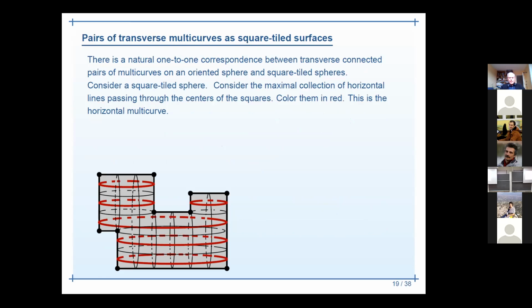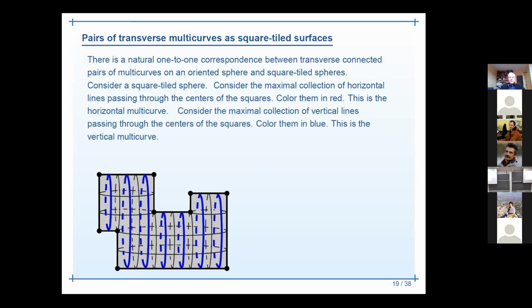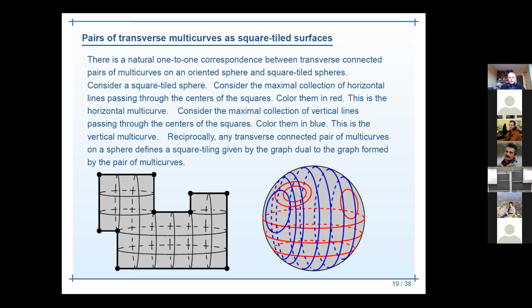I will first relate square tiled surfaces to pairs of multi-curves. When I have a square tiled surface, I can draw a red multi-curve in the following way. I take a horizontal curve passing through the center of any square. By construction, it would close up. So I get a certain collection of red curves. And I can also consider a vertical curve passing through the center of every square. And I get a collection of blue curves, and together they intersect transversely. Now, if I forget about the flat structure, I just get a pair of multi-curves on a sphere. And in genus 0, this is a bijection. So having a pair of transverse multi-curves, I can reconstruct a square tiled surface.